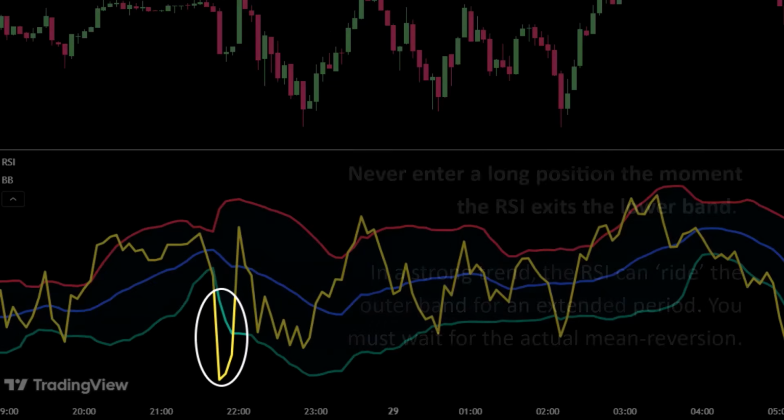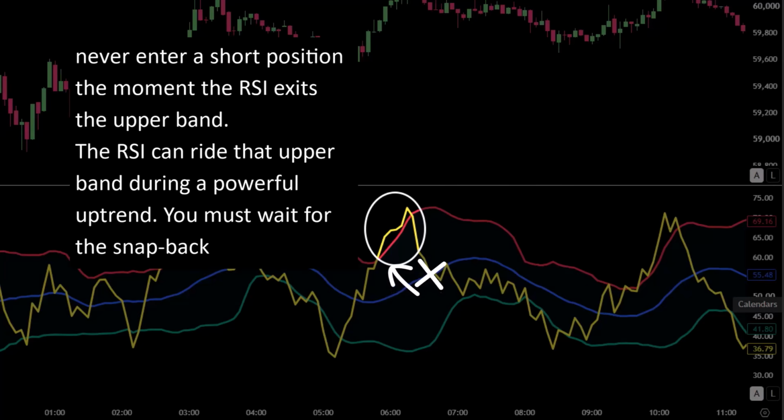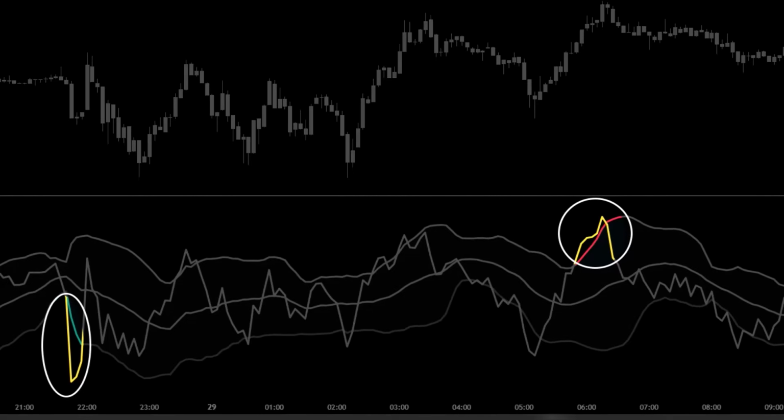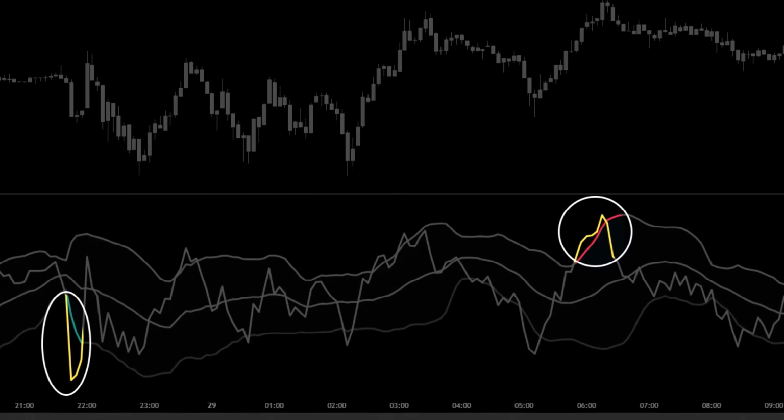A professional warning. Never enter a long position the moment the RSI exits the lower band. In a strong trend, the RSI can ride the outer band for an extended period. You must wait for the actual mean reversion. Similarly, never enter a short position the moment the RSI exits the upper band. The RSI can ride the upper band during a powerful uptrend. You must wait for the snapback. So, what is the exact trigger for these reversals, and how do we turn this visual into a precise entry?